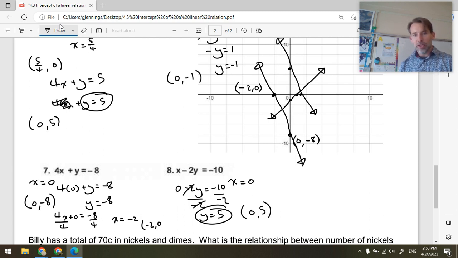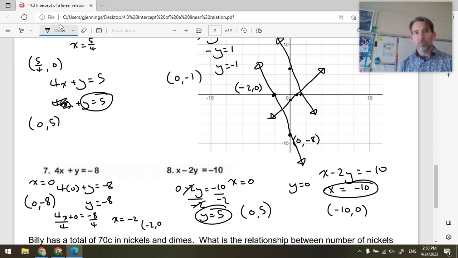And then x minus 2y equals -10, and now I let y equal 0. Okay, so that's going to be x is equal to -10, and there's that one. So that's going to be (-10, 0).